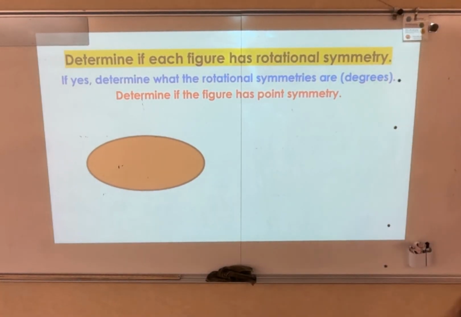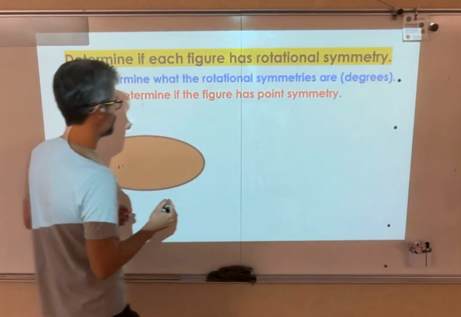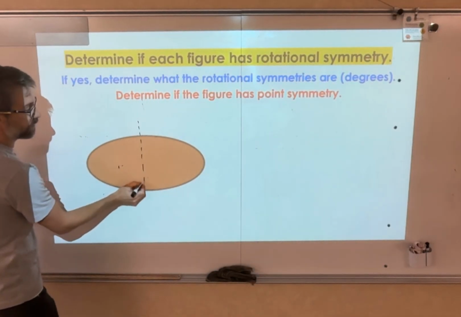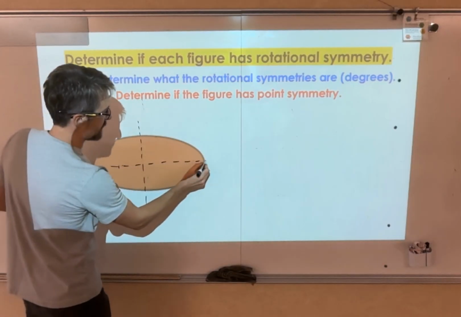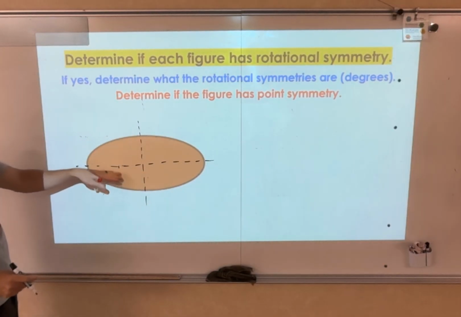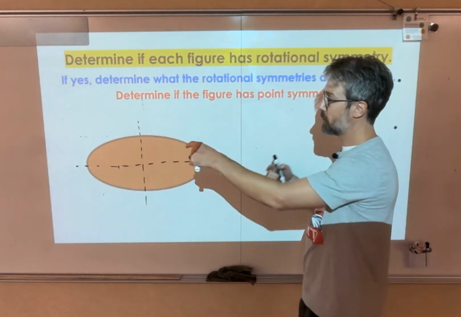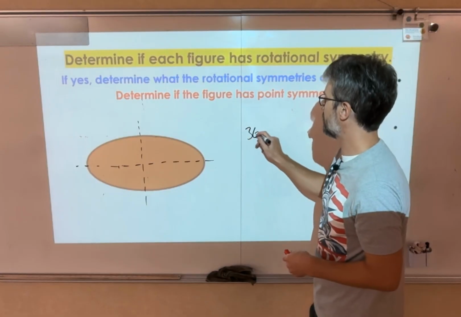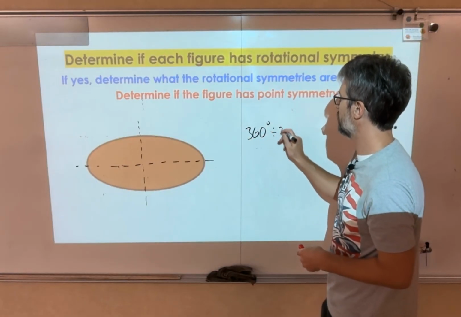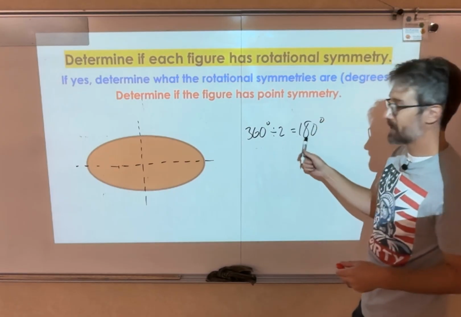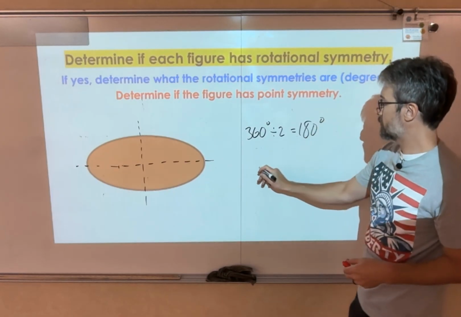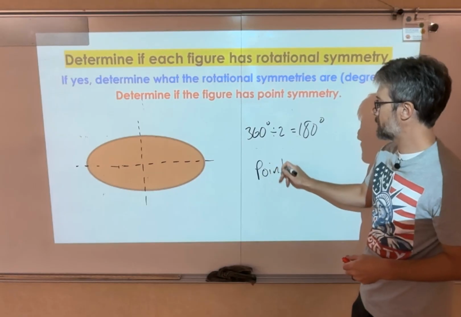All right, so looking at this, determine whether or not this has rotational symmetry, and then if so, what the degrees are, and determining whether or not it has point symmetry. Well, one way I can do this, I can think about the lines of symmetry. This shape has 2 lines of reflectional symmetry, right? I can split it evenly in half, or the 2 halves are identical in 2 directions. So that means that its rotational symmetry is 180 degrees, because if I do 360 divided by 2, I get 180. Because it has 180 degree rotational symmetry, this has point symmetry.